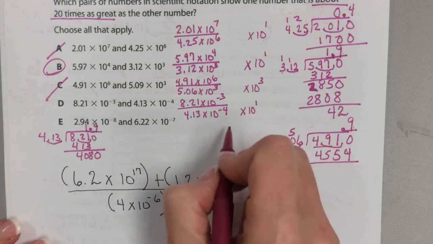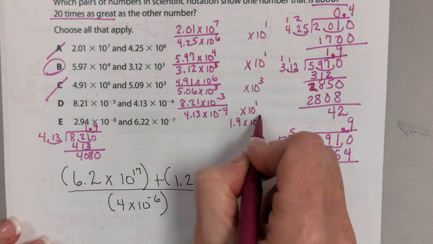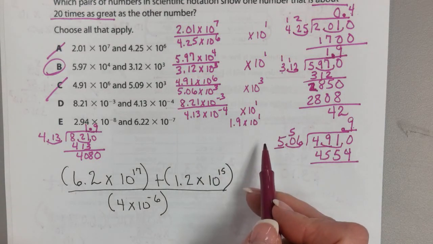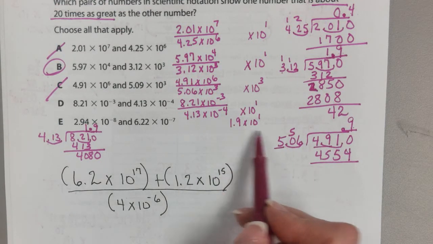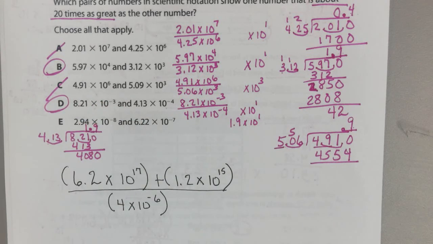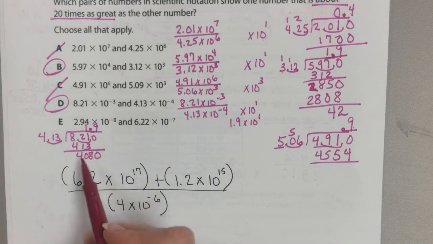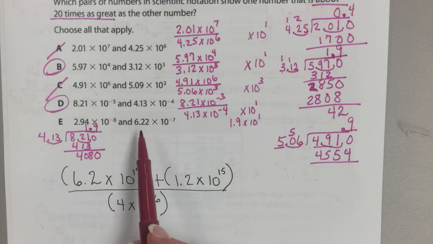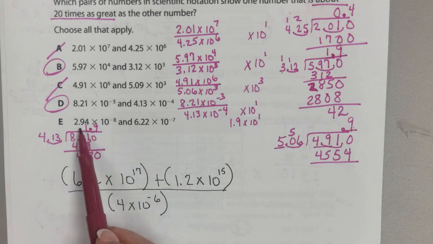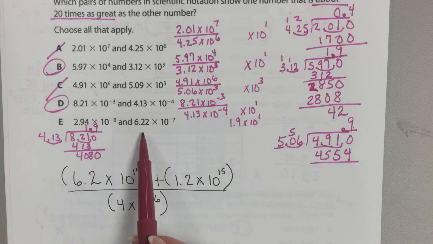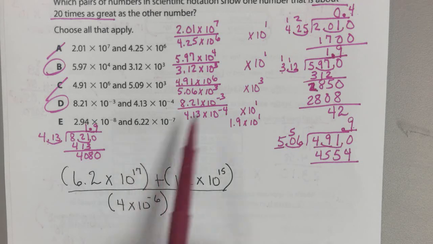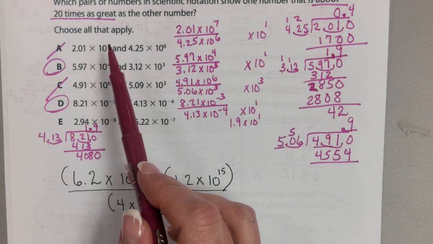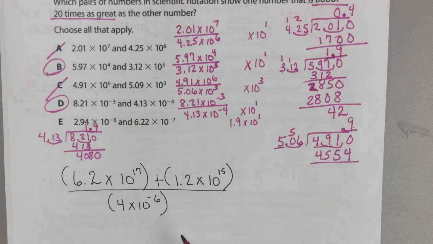Okay, so think about, you got 1.9 times 10 to the first. Is that about 20? Yeah, because that's going to be 19. So yes, that's going to work. Okay. And now the last one was a little trickier only because they didn't give it to you in the same order they've been giving it. Which number is bigger, the 2.94 or the 6.22? Yeah, the 6.22 is bigger. And this doesn't say you have to keep it in any certain order. It just says, is one of the numbers 20 times as large as one of the other numbers? Okay, it doesn't have to be the same order.